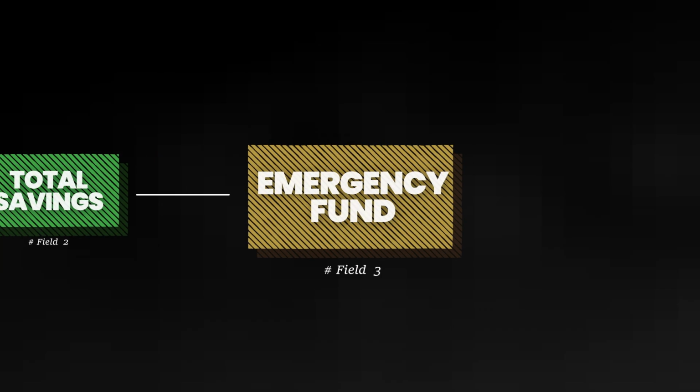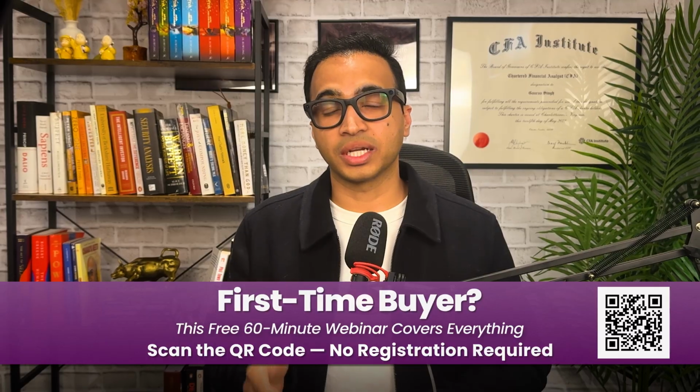Emergency fund. This field is the one I think about more carefully than any other one here, and it's the one people are most tempted to skip or underestimate. The calculator asks you how much of your savings you want to keep completely untouched regardless of what you put down. That money sits separately. The tool keeps it out of the comparison entirely, earning a basic savings rate on its own.